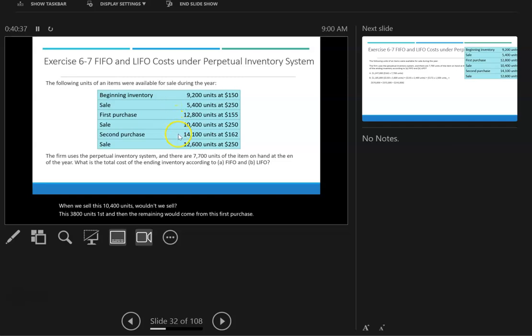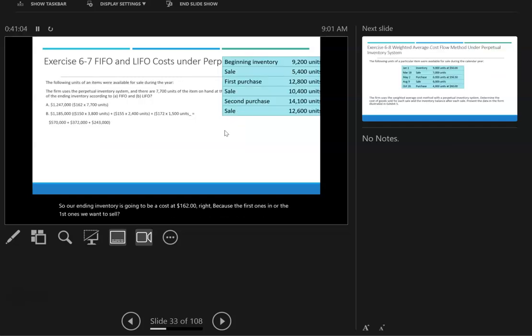Now we have another purchase of 14,100. When we sell these 12,000, won't we take everything we can from this purchase here? So our ending inventory is going to be a cost at $162, right? Because the first ones in are the first ones we want to sell. Okay? So you see 7,700 units at $162.